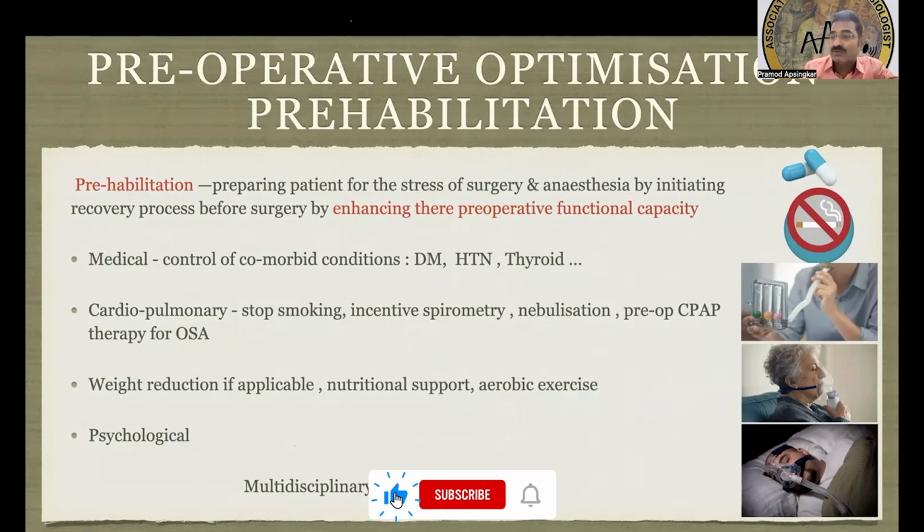That means we have to optimize the patient before posting the patient for surgery. So we have to enhance the preoperative functional capacity of the patients, preparing the patient for the stress of surgery and anesthesia so that the post-operative mortality is reduced. This is done with the help of controlling the various comorbidities: hypertension, diabetes, and thyroid should be under control.